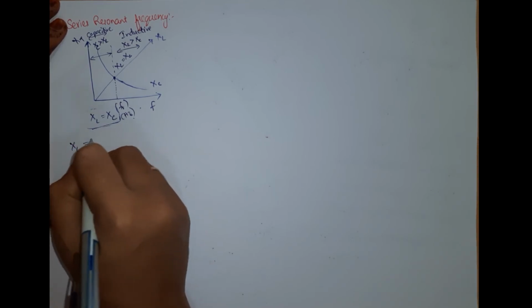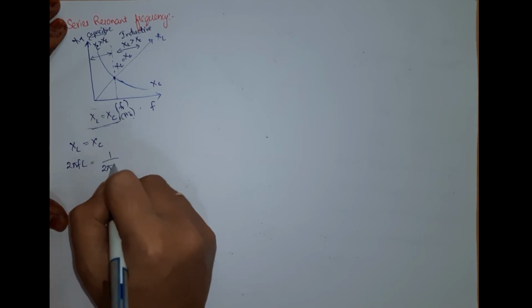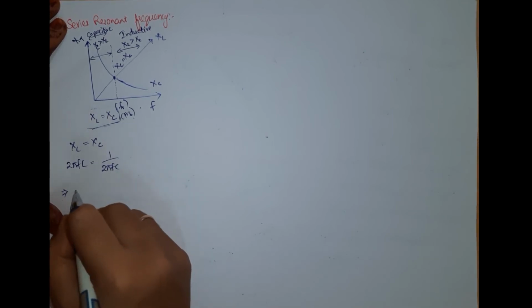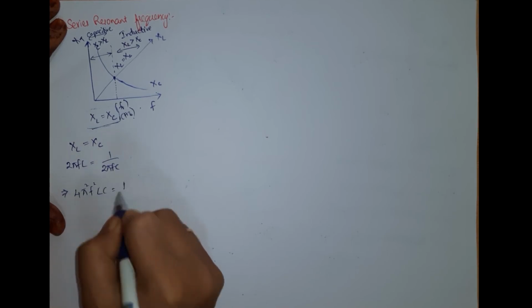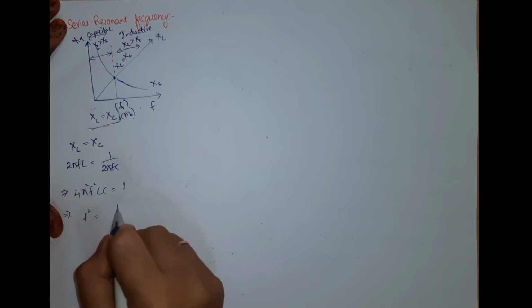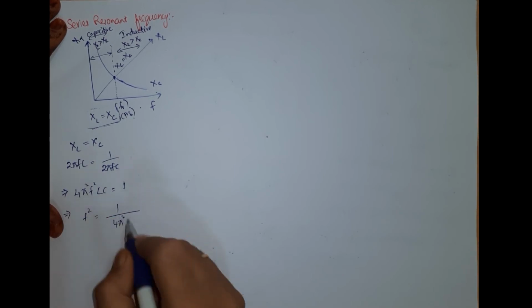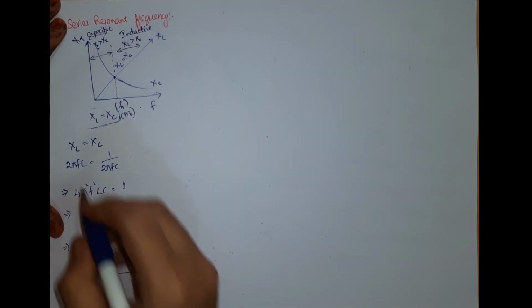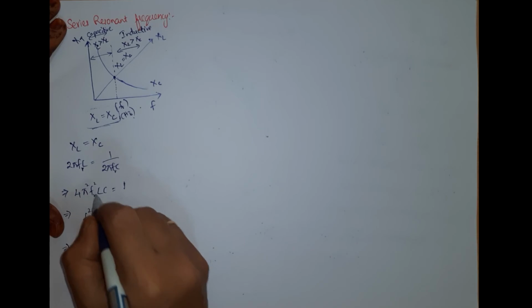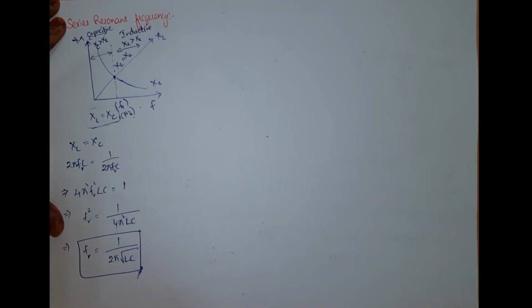Now let us see how to find this resonant frequency. The condition is XL equals XC. That means 2 pi FL equals 1 by 2 pi FC, from where we get 4 pi square F square LC equals 1. That means I need to find F, which gives F equals 1 by 2 pi root LC. So this is nothing but the resonant frequency FR.